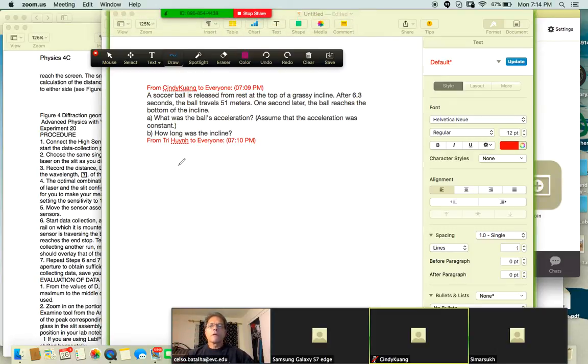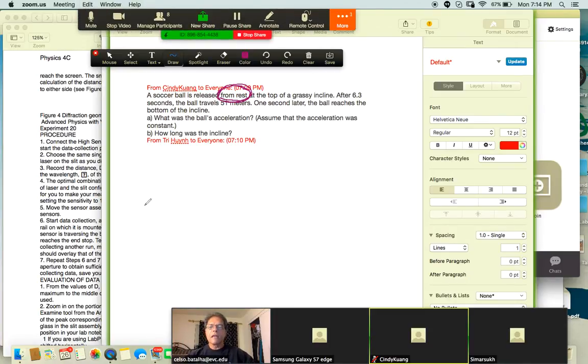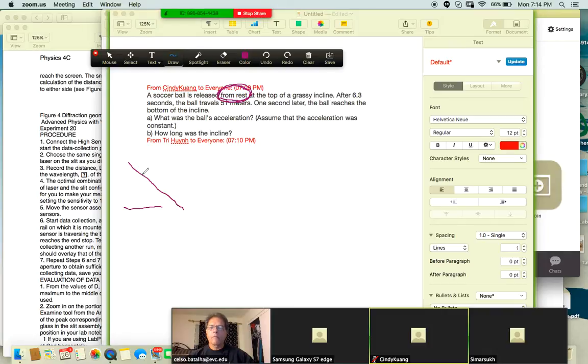So you have a soccer ball released from rest. You know what this means? This is your initial velocity. So the ball is released from rest. So the ball is not moving, but it's on an incline. So you have an incline like this, and then you hold the ball up there, and then you let it go. When you let it go, the ball starts moving, which means the initial velocity of this ball is 0 meters per second.